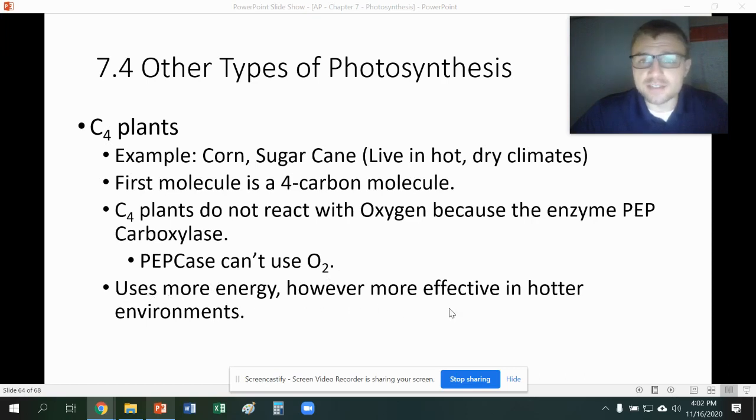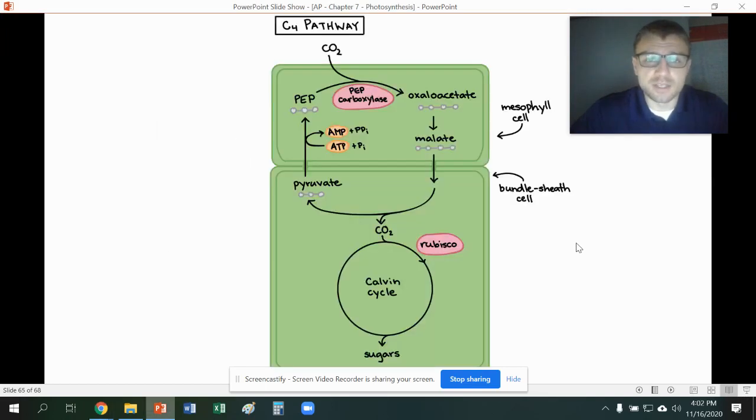It uses more energy, yes, but that means this can evolve, and these plants can live in hotter environments. You can see corn, sugarcane, any species of plant that's really subjected to really hot environments is going to usually be a C4 plant. Our next one here, and you can see the PEP carboxylase here in the C4 pathway. Instead of the first molecule being a 3-carbon, this oxaloacetate is a 4-carbon molecule.